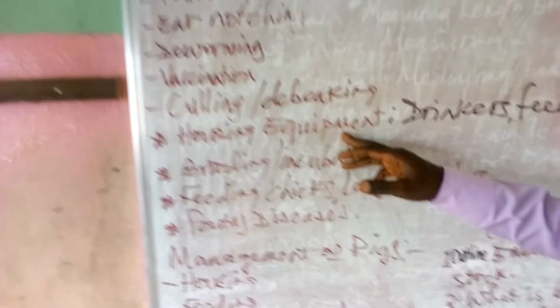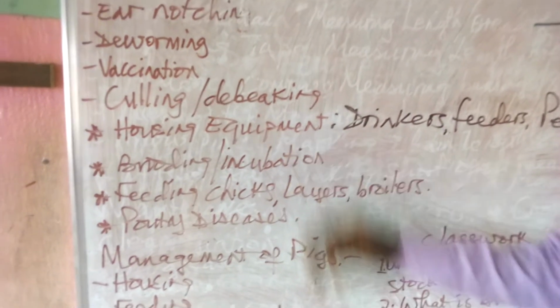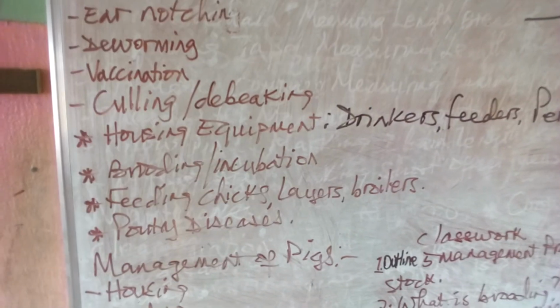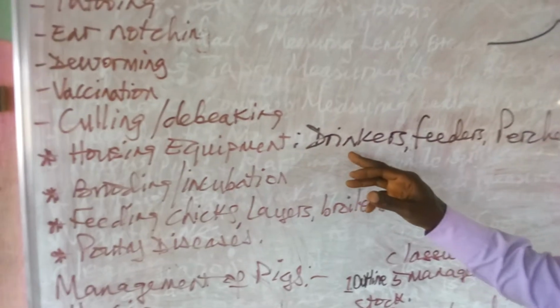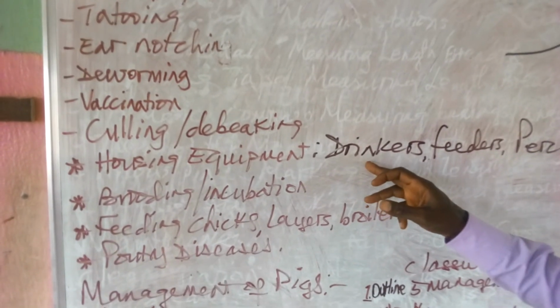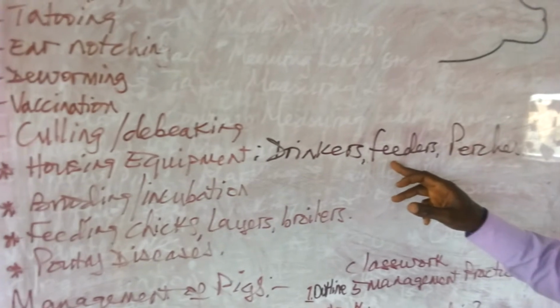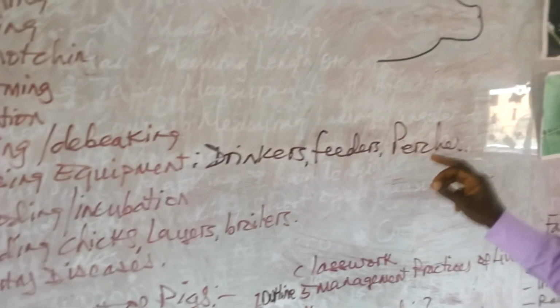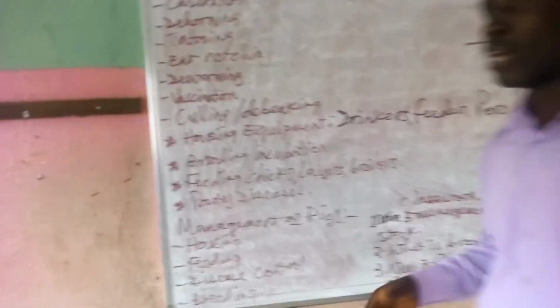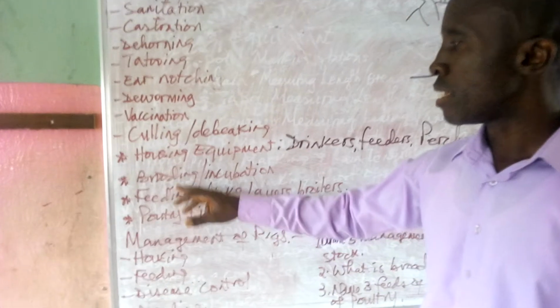Then you need to know about housing equipment. Housing equipment are the materials that are used in the house of farm animals for easy management. They include drinkers, feeders, and perches. Drinkers are used to supply water for the animals to drink. Feeders are used to supply feed for the animals to eat. And perches are provided for animals to be climbing and jumping up and down on so that they will exercise their bodies.